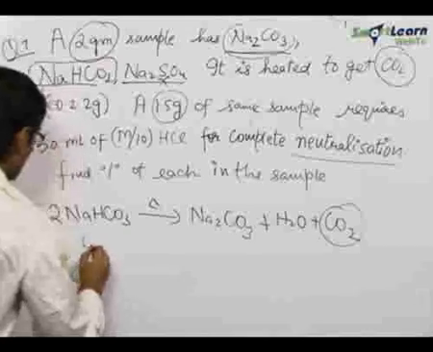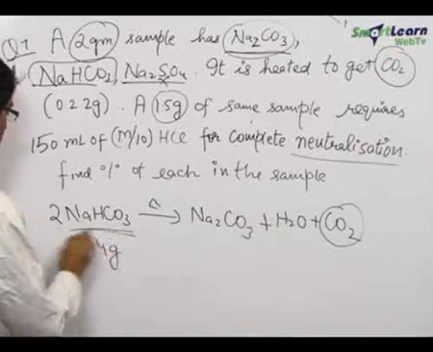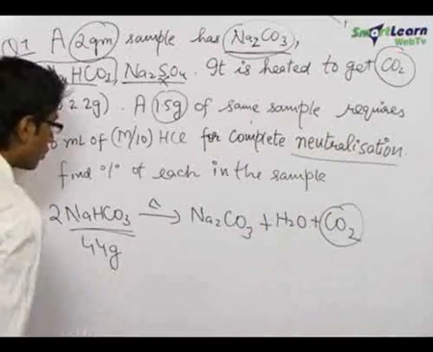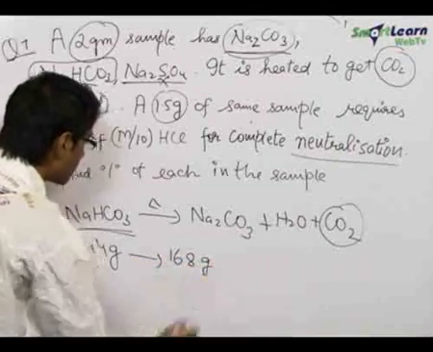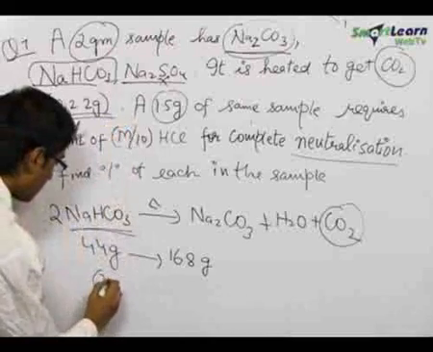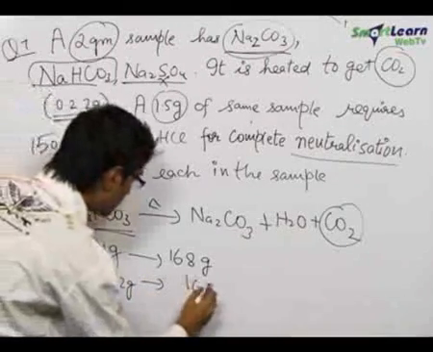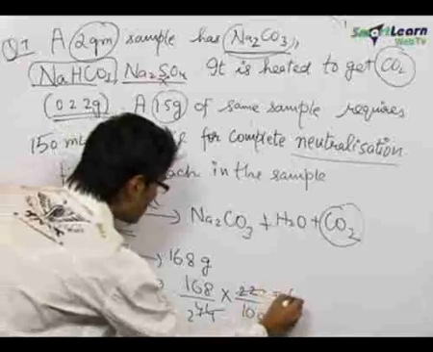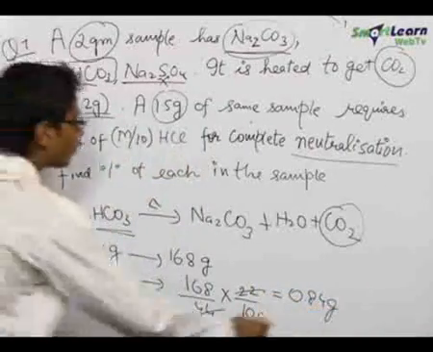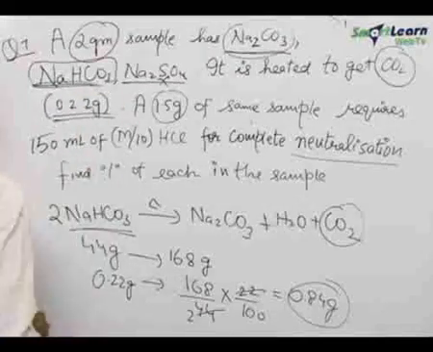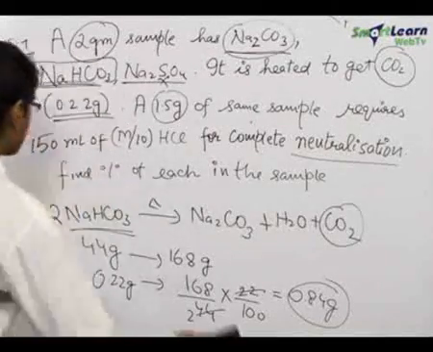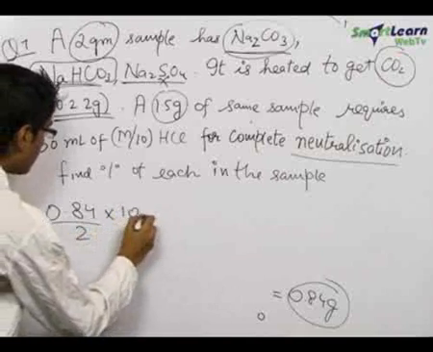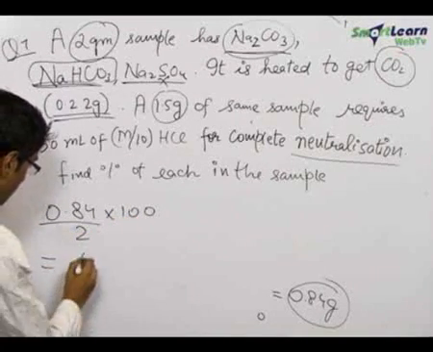Now 44 grams of CO2 is obtained from 2 into the molecular mass of NaHCO3, which is 84. So 2 into 84 is 168. So 44 grams of CO2 is obtained from 168 grams of NaHCO3. So 0.22 grams of CO2, which is given, will be obtained from 168 upon 44 into 0.22, which is 0.84 grams. Hence 0.84 grams of NaHCO3 is present in the given sample of 2 grams. Hence the percentage of NaHCO3 is 0.84 divided by 2 into 100, which is 42%.